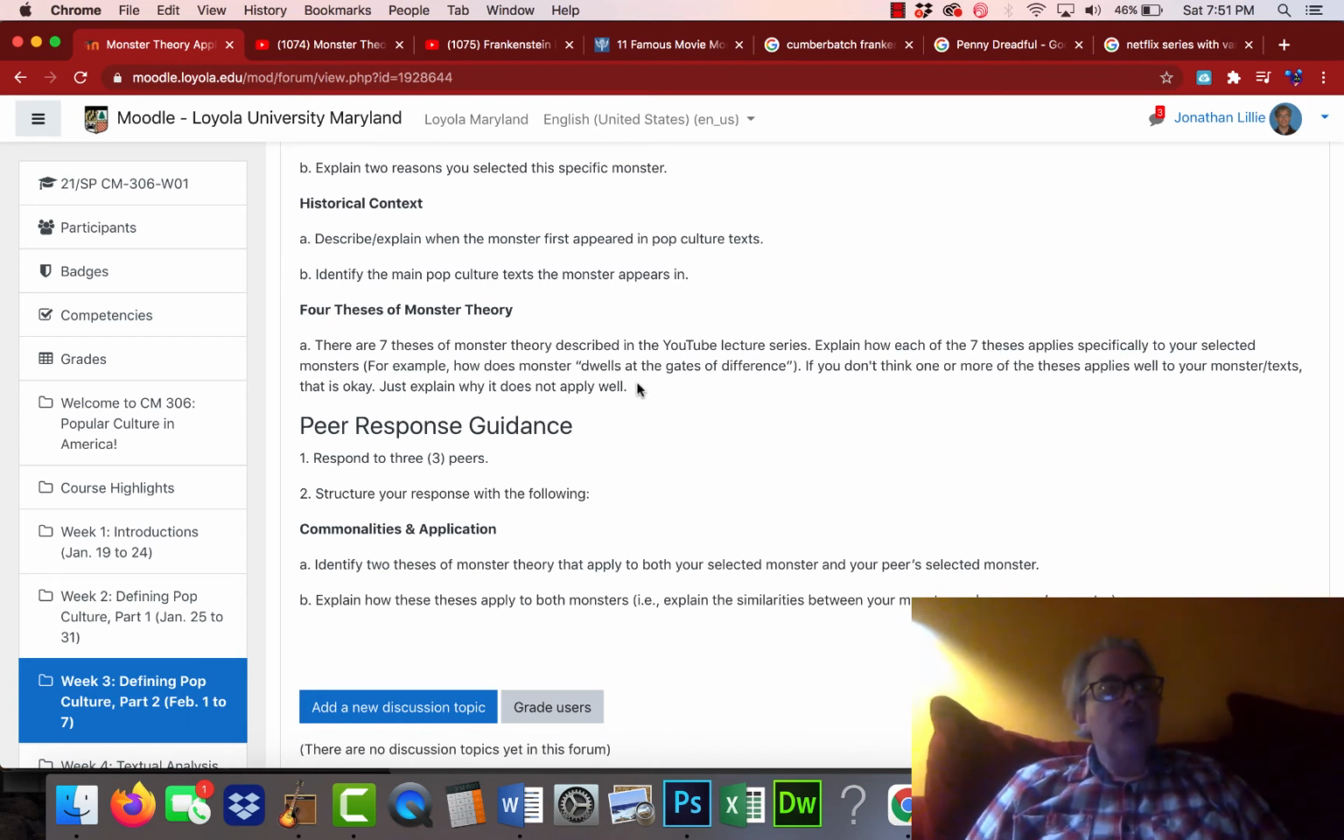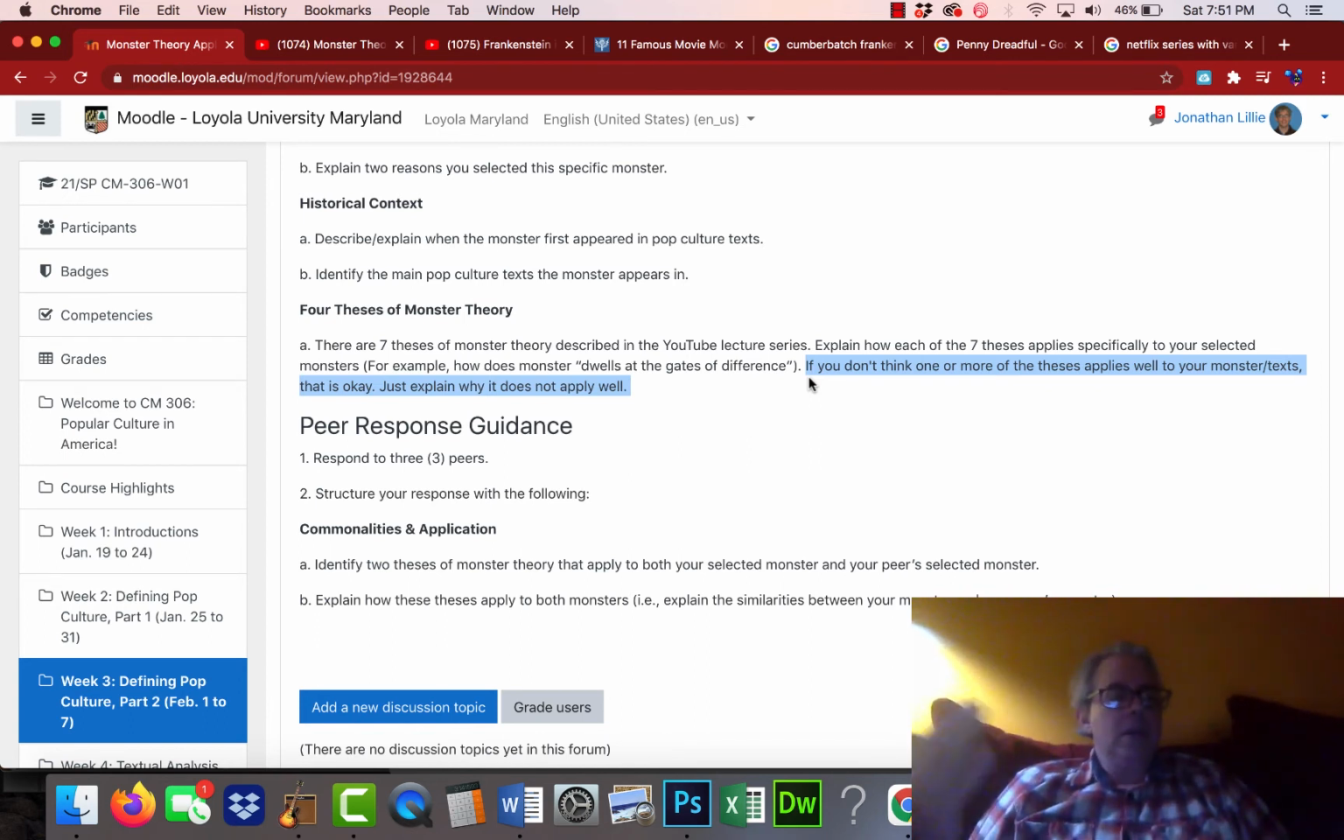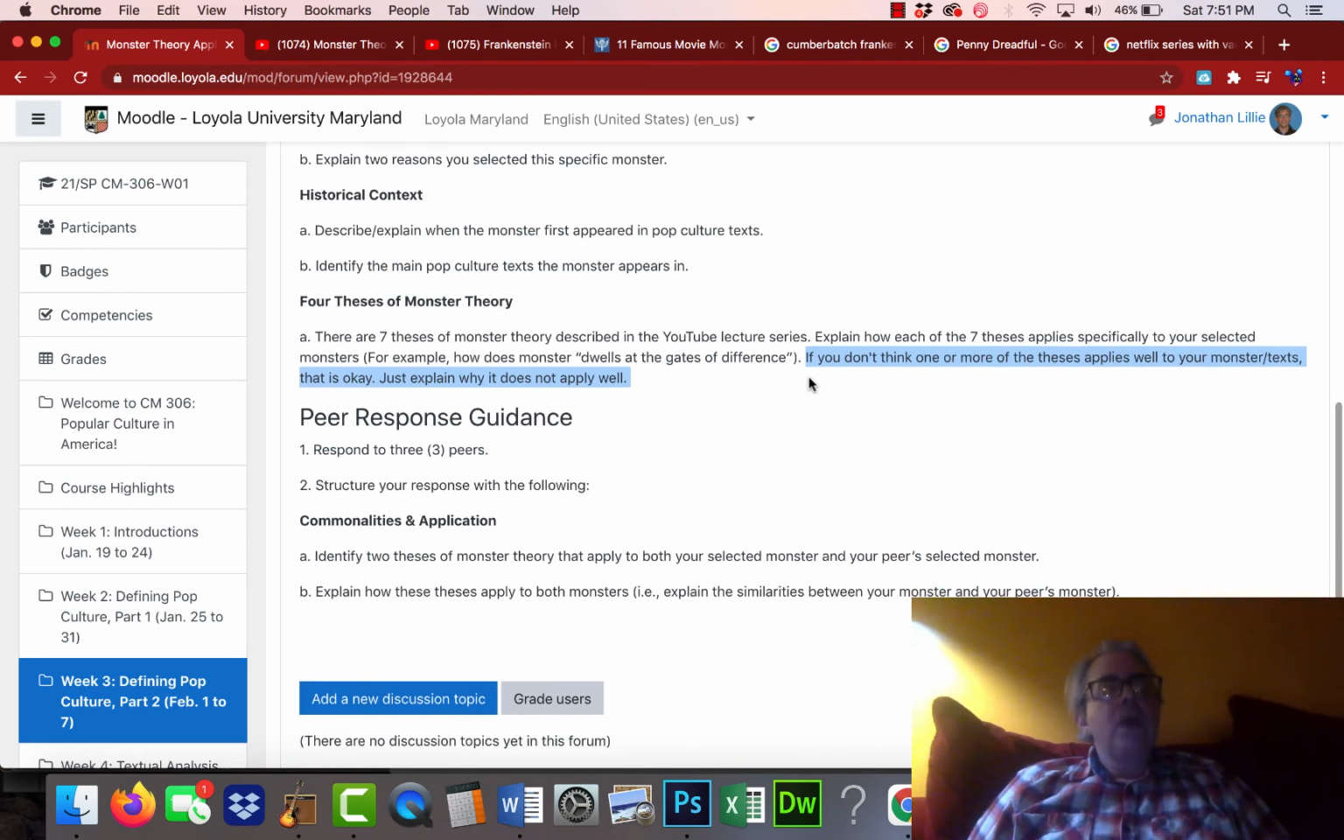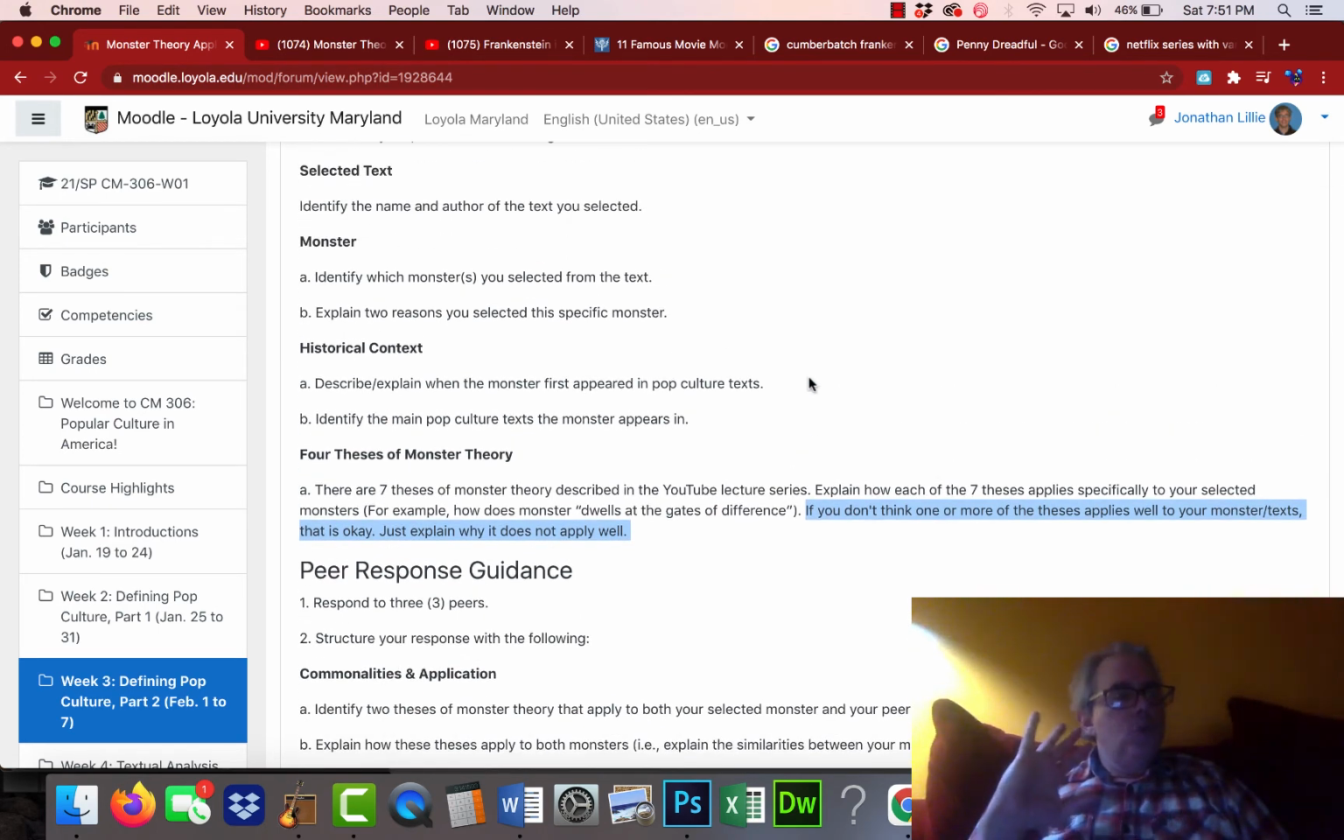So some of these 7 theses will apply really well to your example and others don't. If you're looking at the 7 theses and you're thinking, well, this one, I don't know what to say about it, then just write that and say, this particular thesis, I don't think it applies so well to my example of my monster, and here's why I don't think it does. So again, don't get too frustrated with this assignment. I'm not going to grade your analysis in terms of saying, oh, I disagree, or I think that this thesis does apply.